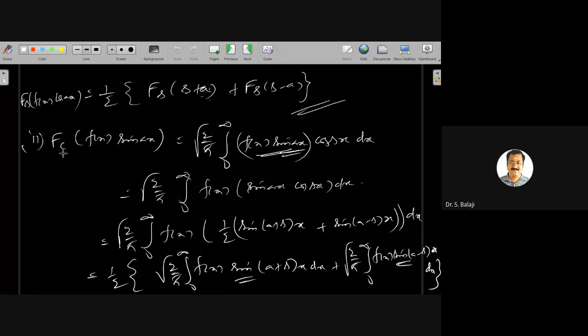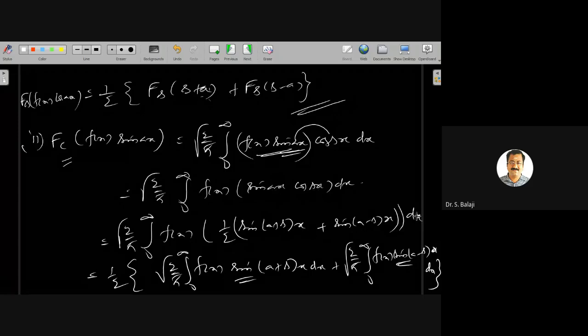Similarly, the second subdivision: the Fourier cosine transform of f of x sin ax is root of 2 by pi integral 0 to infinity f of x sin ax cos sx dx. This sin ax cos sx is again a sin a cos b form. Therefore, it is 1 by 2 of sin of a plus b plus sin of a minus b, where a plus b means ax plus sx, and a minus b means ax minus sx.